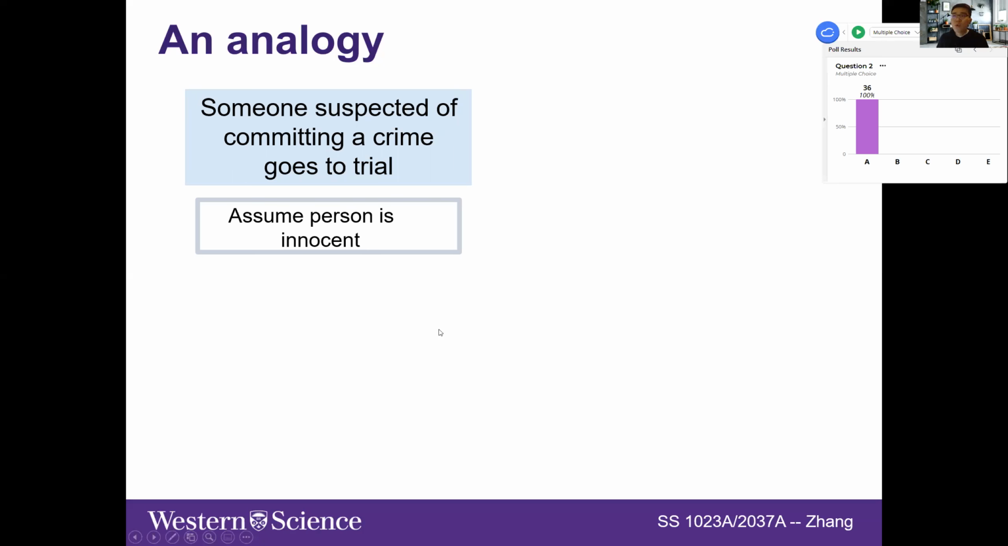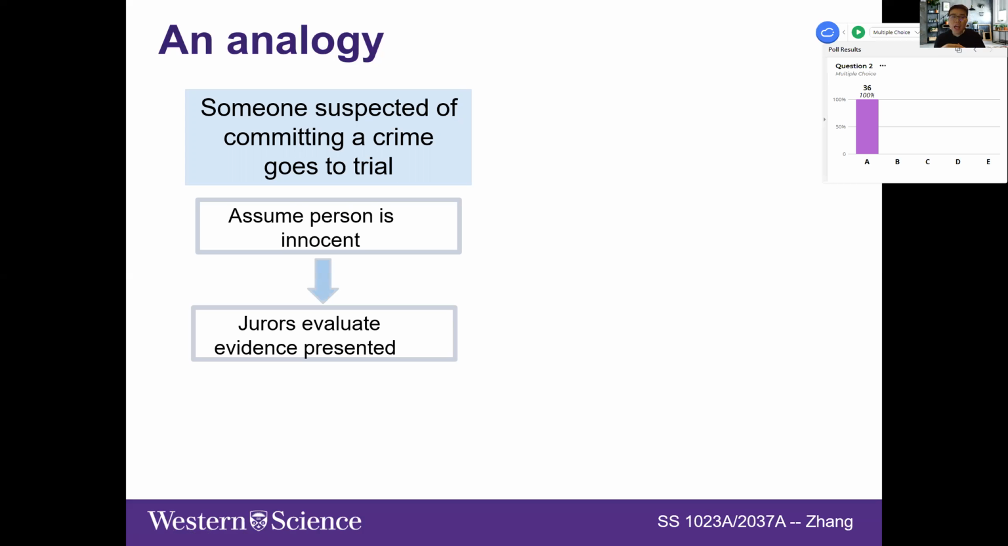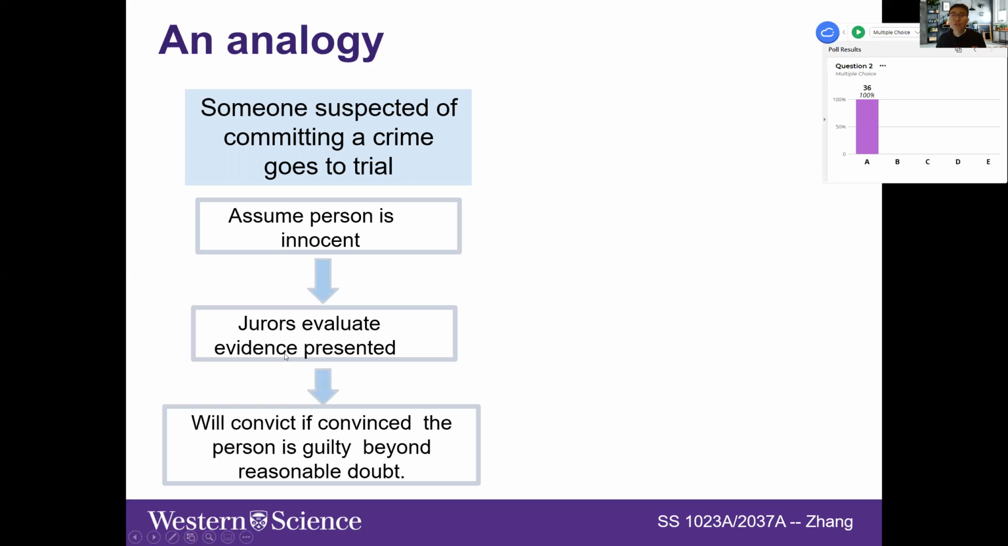And then we will ask our jurors to collect the information and to see whether there's some evidence to support or to go against the claim that the person is innocent. And finally, based on the materials or evidence we have, we will make a decision about whether this person is guilty or not. So it's a very similar idea in hypothesis testing.